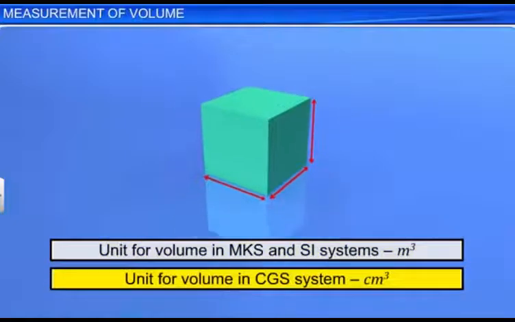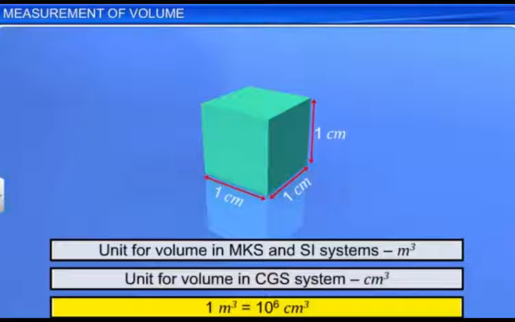In the CGS system, the unit for volume is centimeter cube or cubic centimeter. 1 centimeter cube is defined as the volume of a cube of side 1 centimeter each. 1 meter cube is equal to 10^6 centimeter cube.